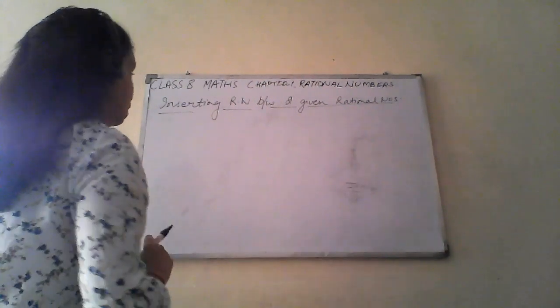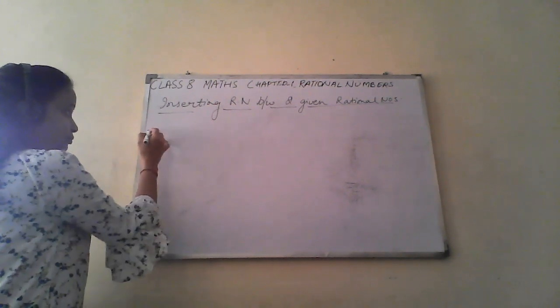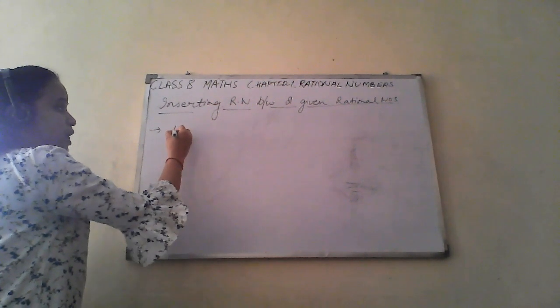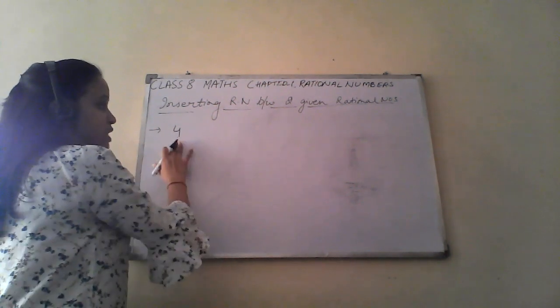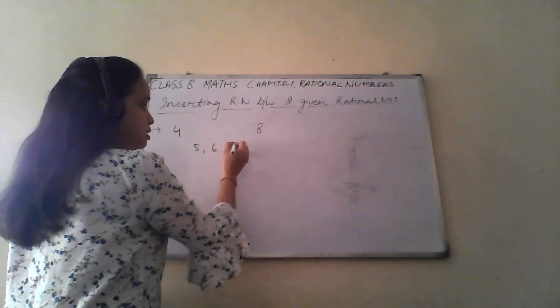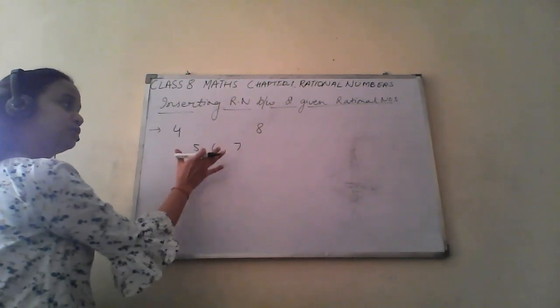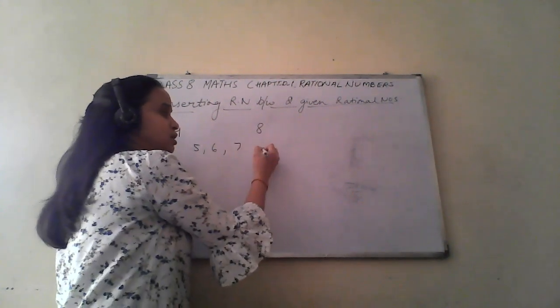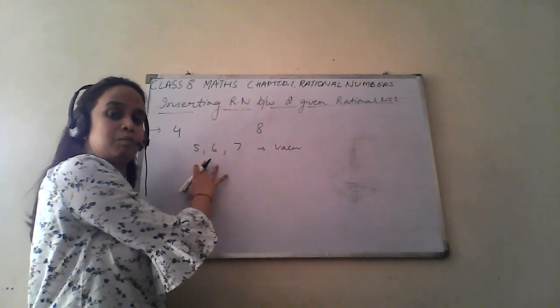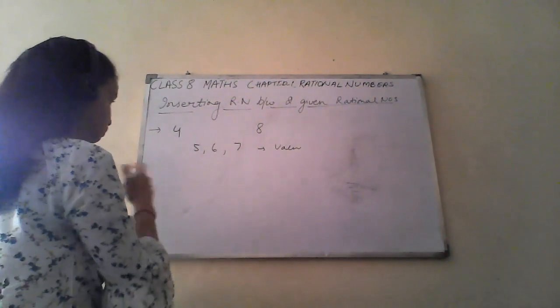Now, if I ask you, what are the whole numbers that lie between 4 and 8? You can say that it is 5, 6, 7. So there are three numbers which lie between 4 and 8. So their value is fixed. So there are only three whole numbers between 4 and 8.